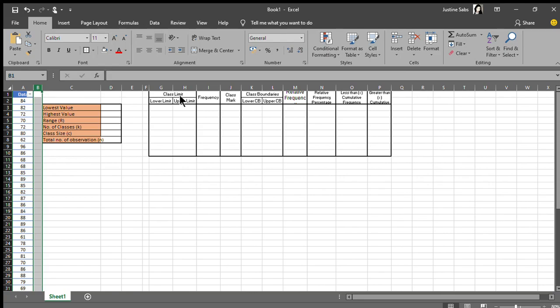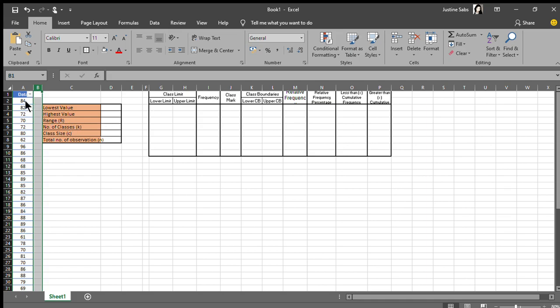So now we're dealing with how to construct the frequency distribution table. Back on our presentation, we have 8 steps to follow. The first step is to make an array. It's optional. In making an array, we have to arrange the values according to their magnitude, whether it's highest to lowest or lowest to highest.